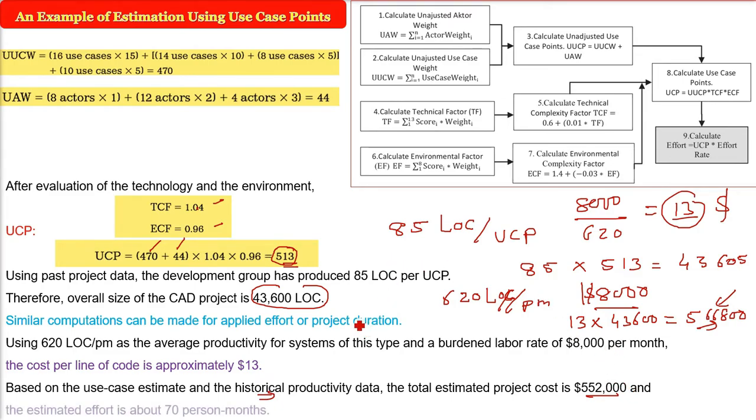Now effort also you have to find out. The estimated effort will be what? There are values we have already found out, so we find the person months. You have the lines of code 43,600 and you have 620 LOC per month. Divide them. What do you get? 70 person months. This is the use of UCP: how you find the estimation, the cost, effort and duration of a project.